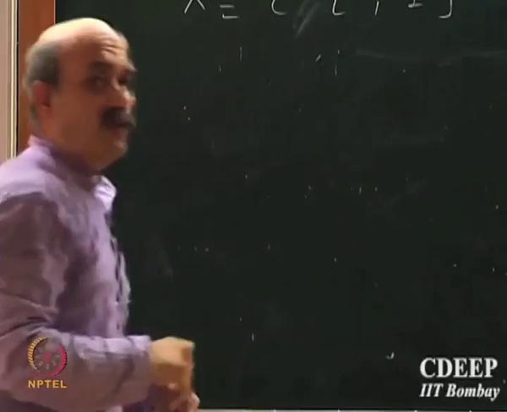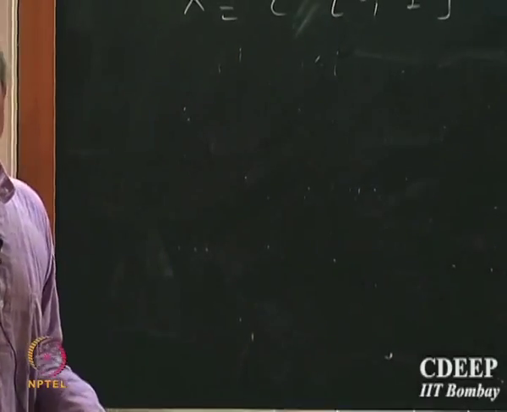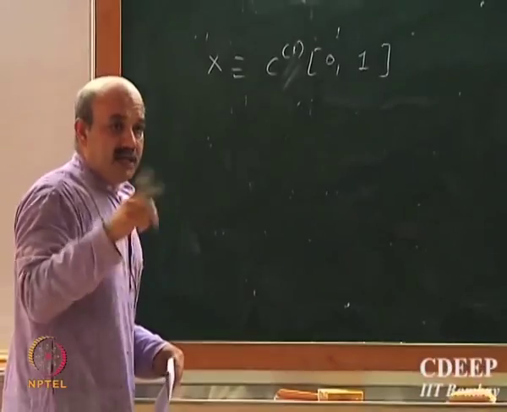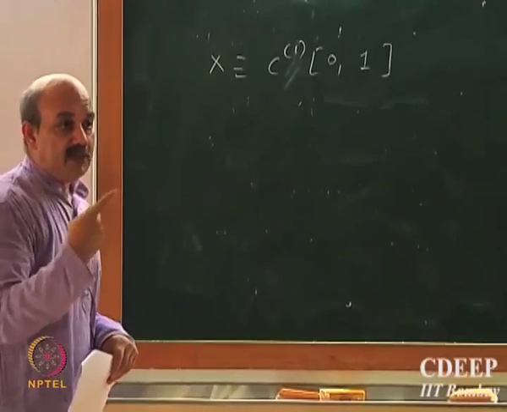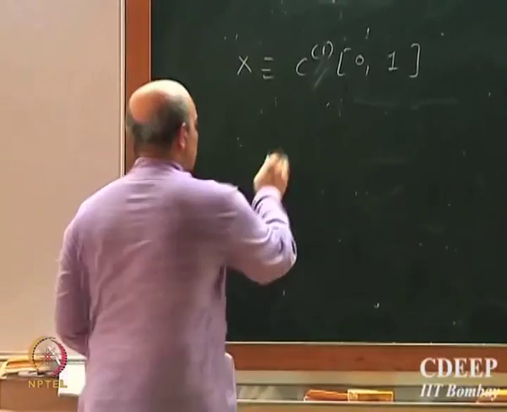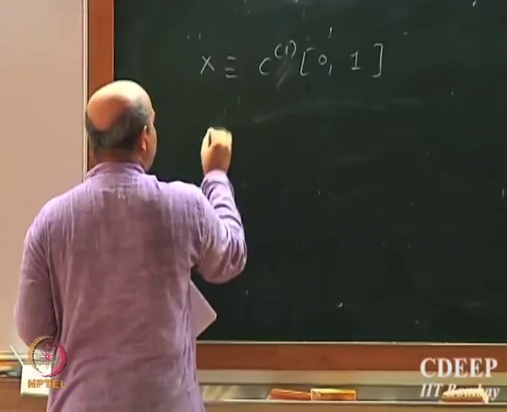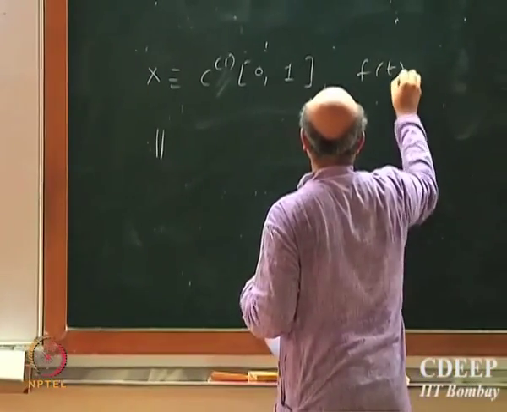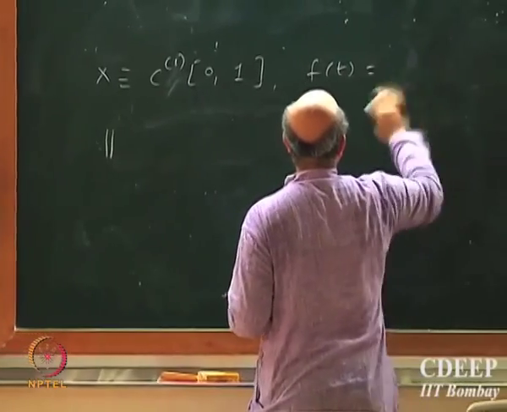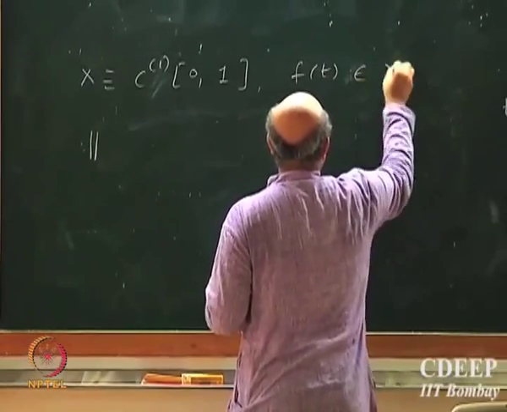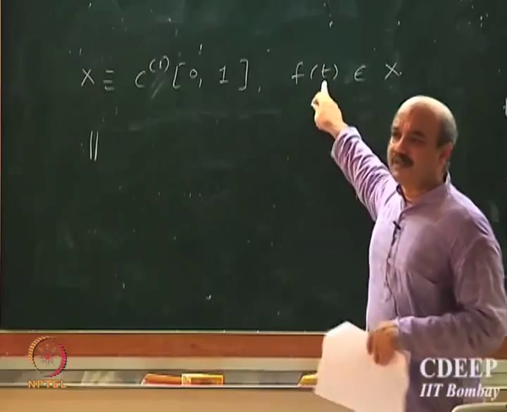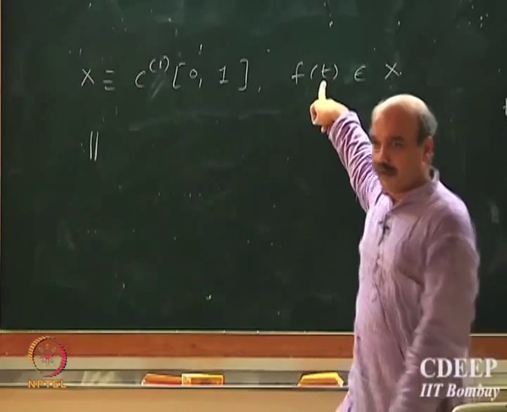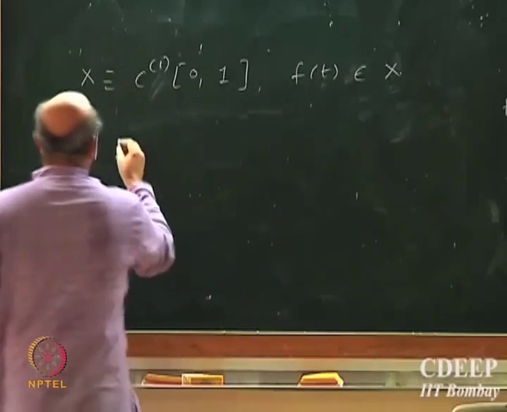I'll take the set of once differentiable continuous functions, and let me define a function. You have to tell me whether it will define a norm or not. So what about this candidate function? I have this function f(t) that belongs to this X, so this is a once differentiable continuous function.